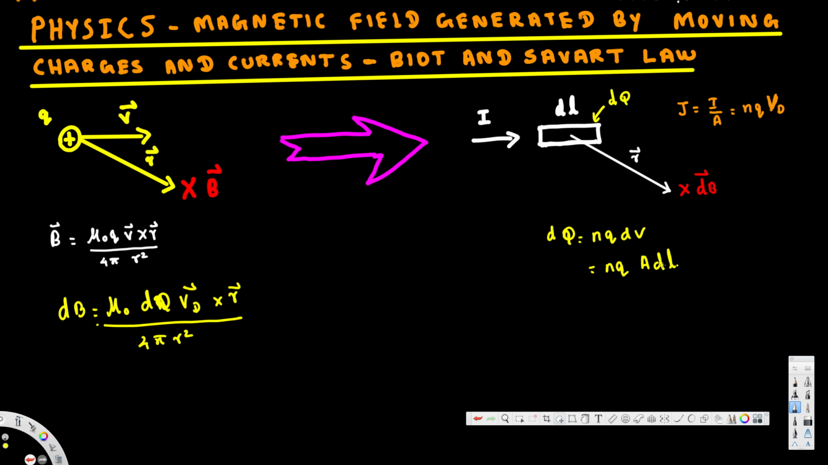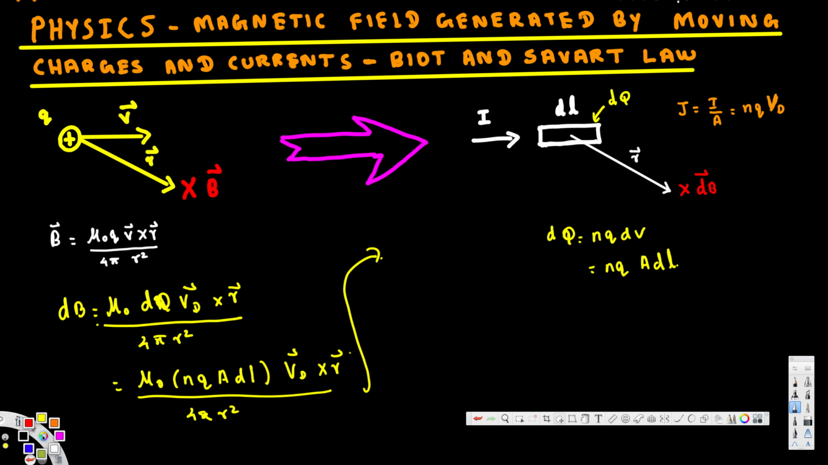Now what we are going to do is replace this one. Instead of this dq, we can replace this, which is going to be nq A dl, and then we have vd cross r, over 4 pi r square. Let's bring this equation right here.